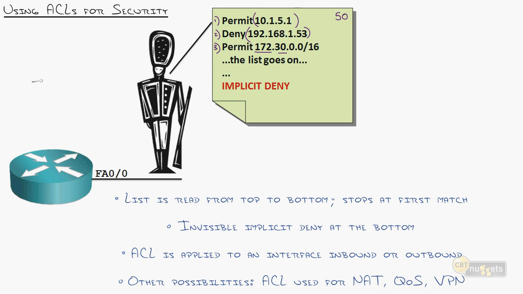Now, let's look at the rules. The list is read from top to bottom, and it will stop at the first match. Man, I should have thought of a better example. So let's say, okay, let's imagine this. Pretend that's not that. It is actually 172.30.1.5, right? There's that PC.